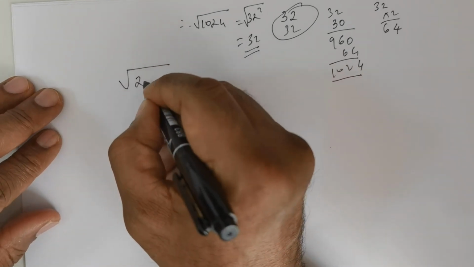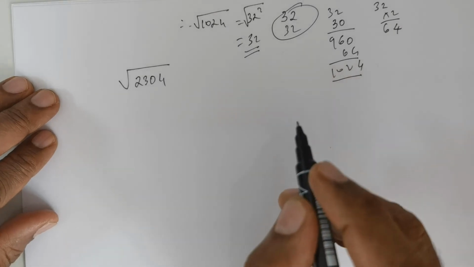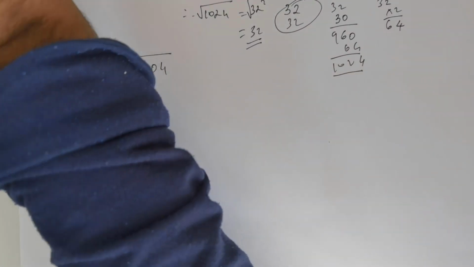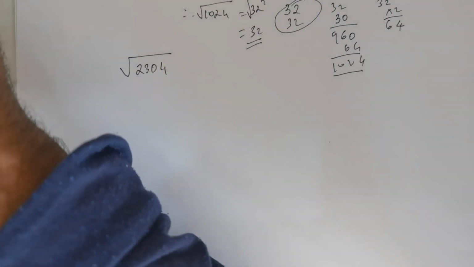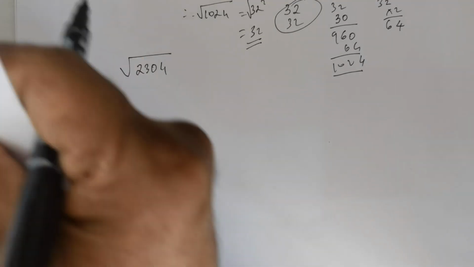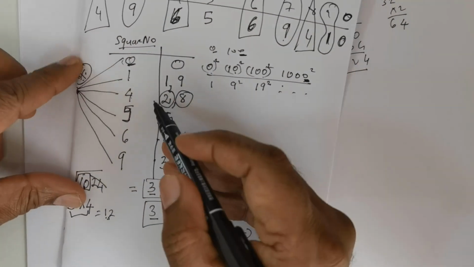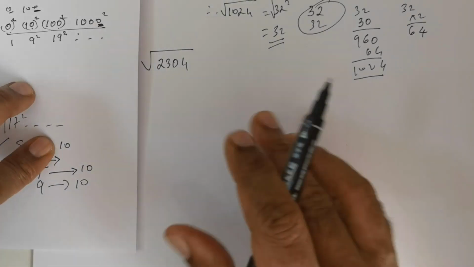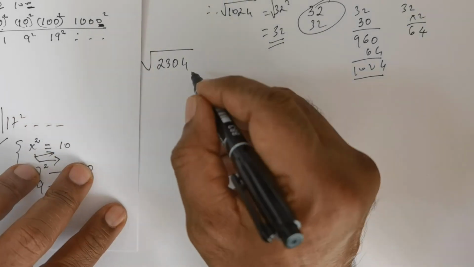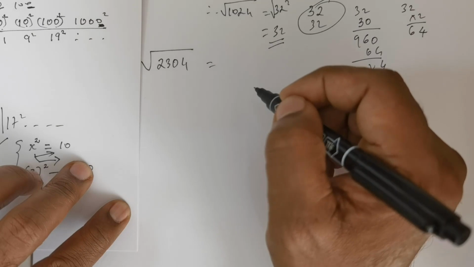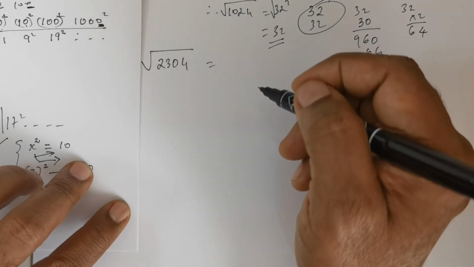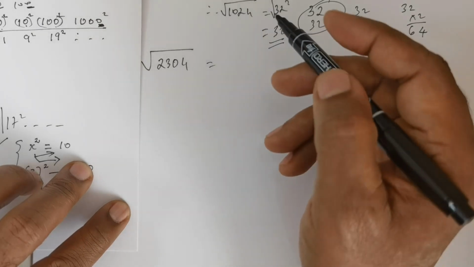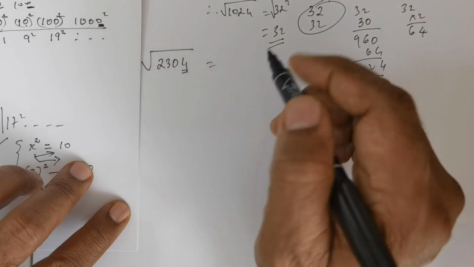So take this example, say 2304. Now the question is, let me just go back to the paper which I've just shown you. Now I've got this quantity 2304. Now you have to talk to yourself: what is that number which when squared gives me a unit place 4?